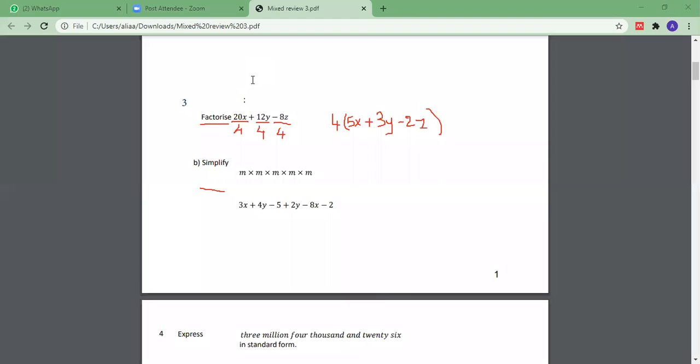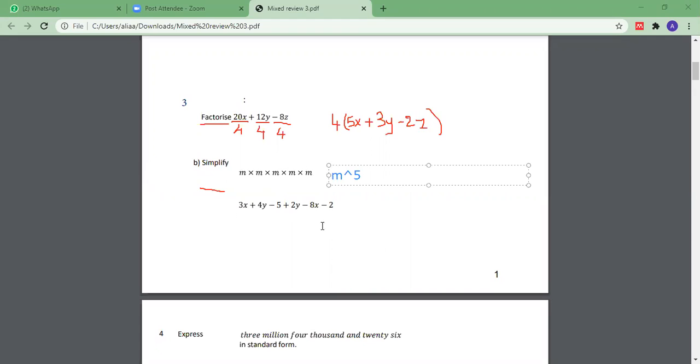Okay, next question. M multiply M multiply M multiply M multiply M. How many M's do I have? 1, 2, 3, 4, 5. So in multiplying, we add the power, so it will be M power 5. Okay?